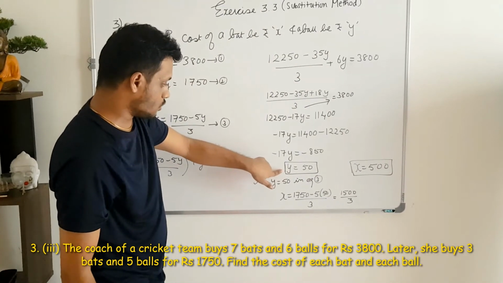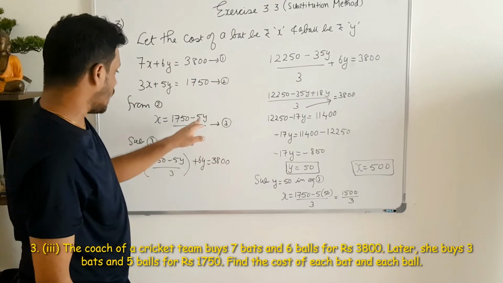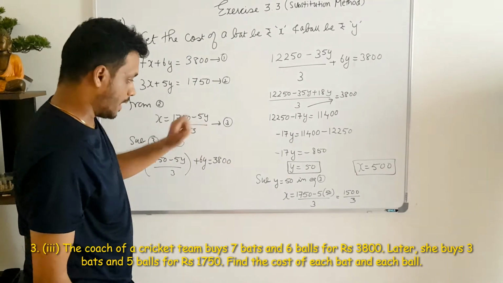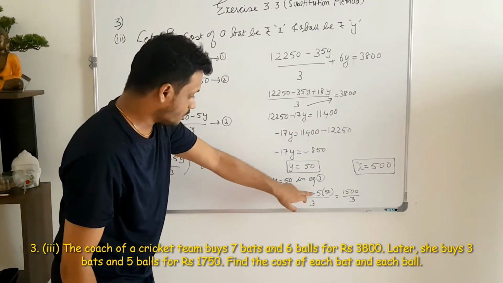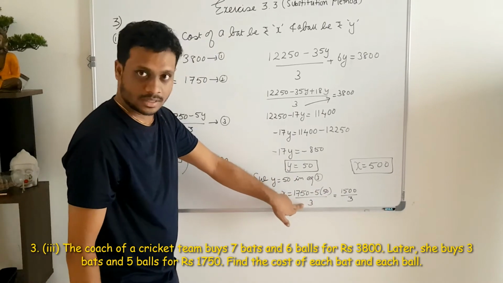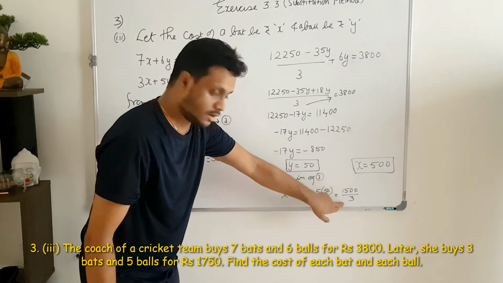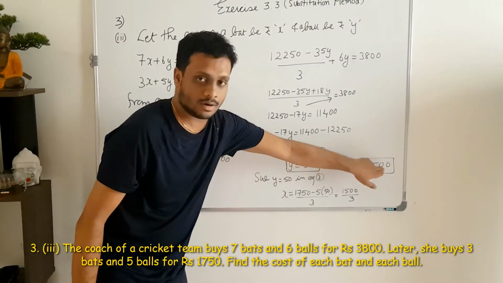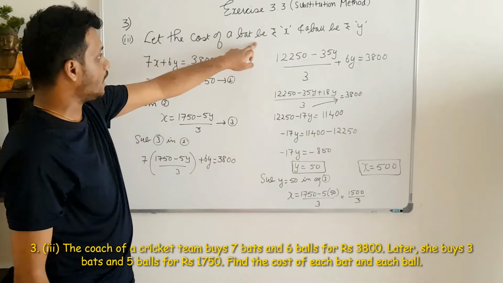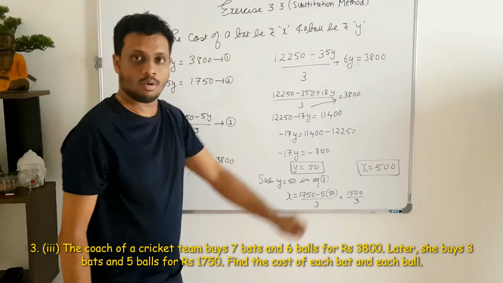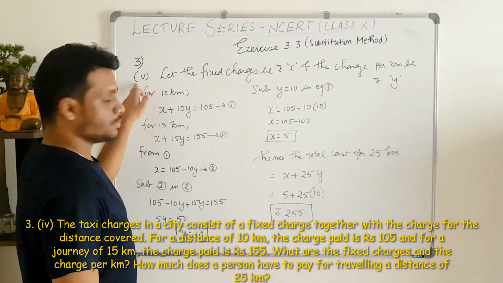After obtaining the cost of one ball, that is y, I substitute this value in the third equation to find the cost of a bat. So x would be (1750 minus 5 times 50) divided by 3. This would be 1500 by 3, which means x will be 500. So 500 is the cost of a bat and 50 is the cost of a ball. This is the fourth subdivision.